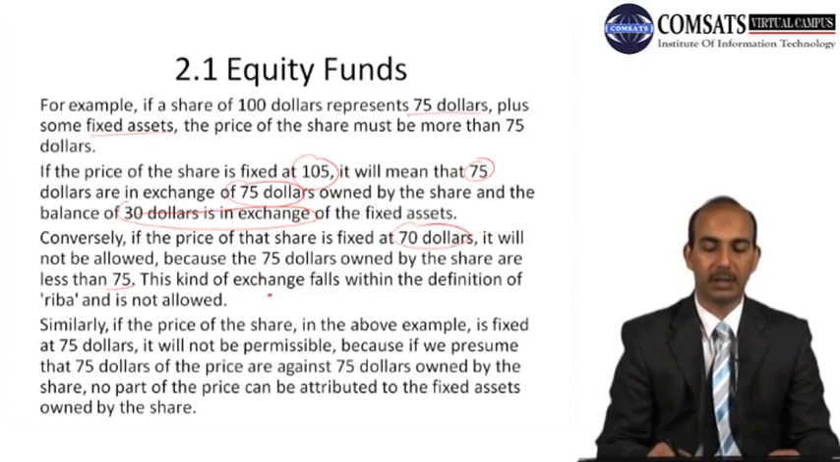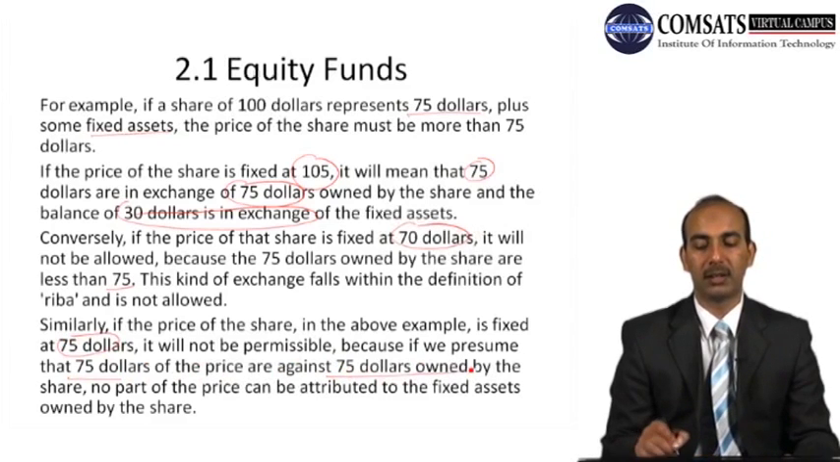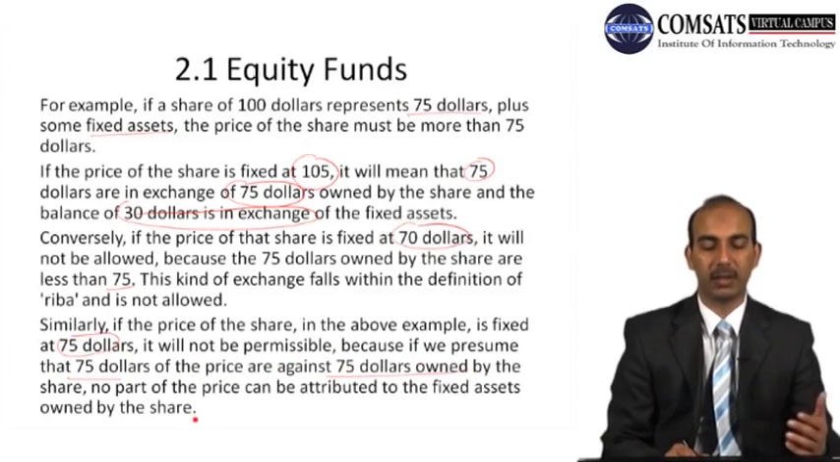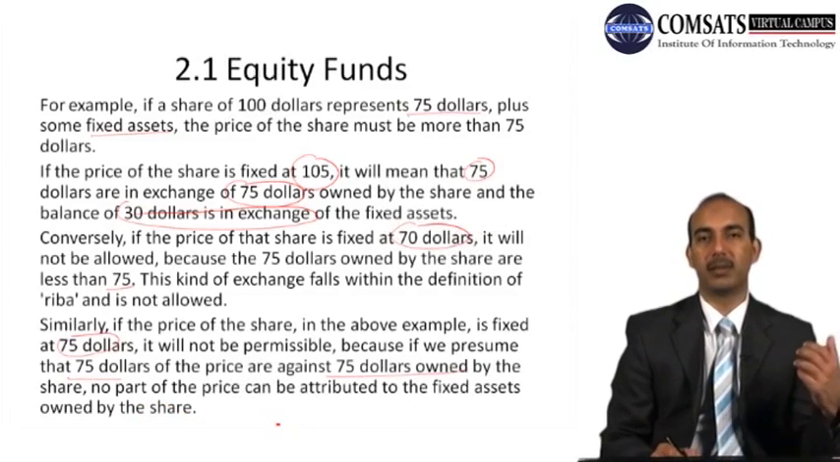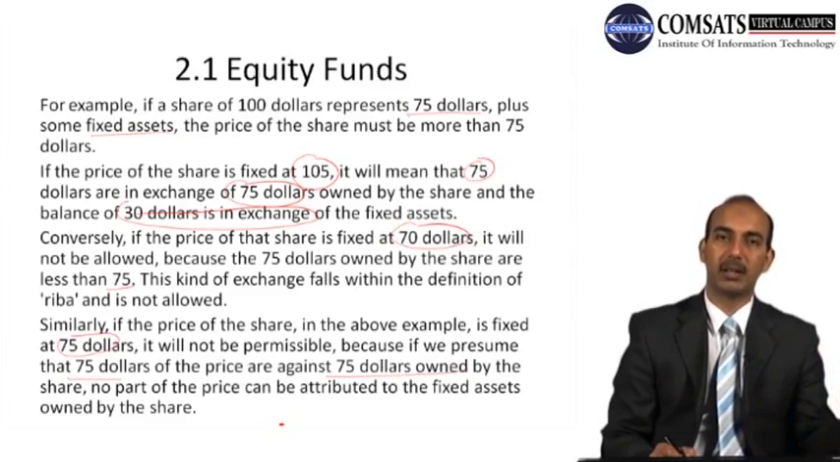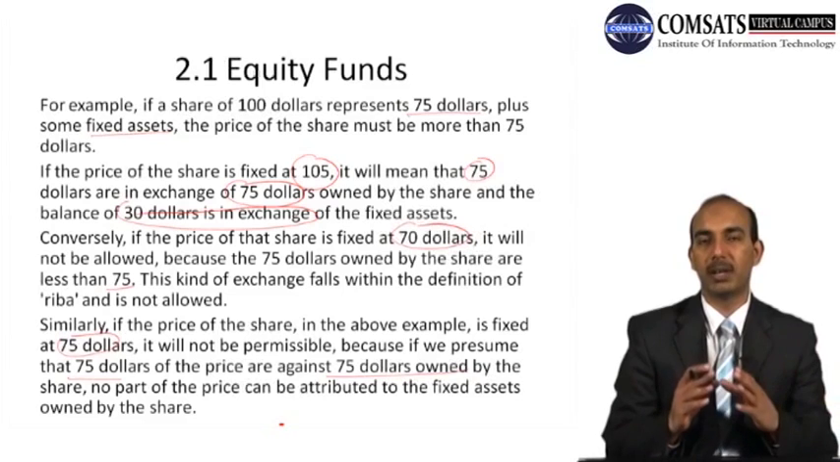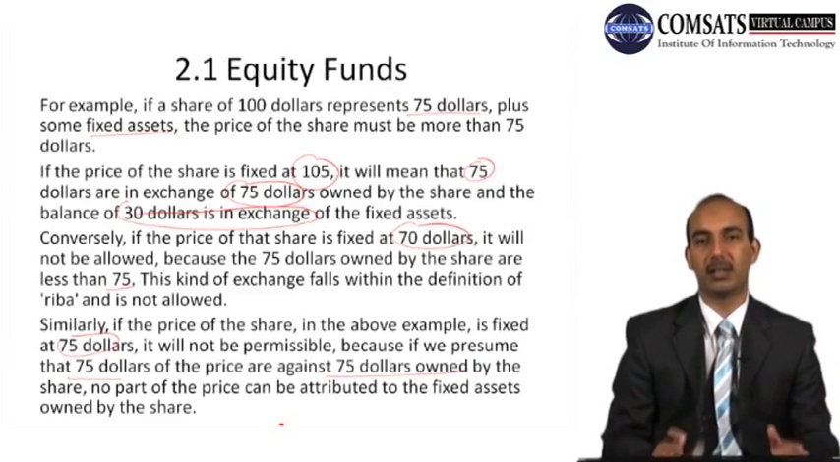So similarly, if the price of a share in the above example is fixed at $75, it will not be permissible, because if we presume that $75 of the price is against the $75 owned by the share, that is the liquid assets, no part of the price can be attributed to the fixed assets owned by the share. So if the price of the asset is $75, whereas the liquid part of the asset is $75, in that case the illiquid part has not been priced. So again this is not allowed.